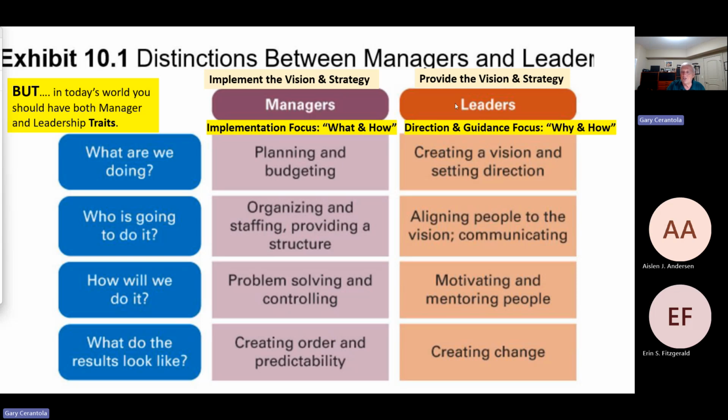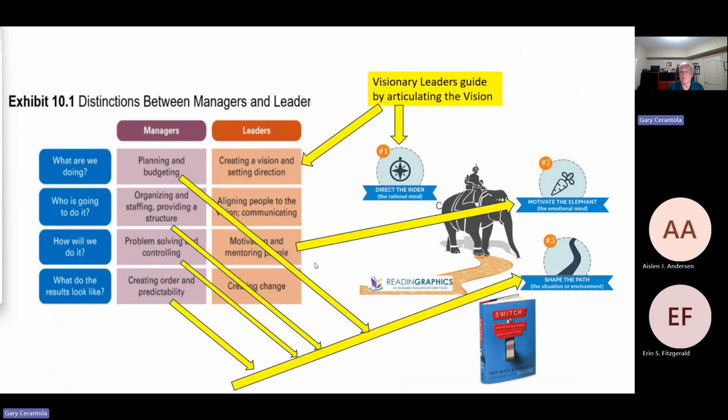So when you're looking at managers and leaders, the managers are really focusing on the what and how. The leaders are really focusing on the direction and the guidance, the why and the how. And here's how it comes together. So what are you doing? On the manager side, planning and budgeting, you're really getting down to the nuts and bolts. From a leader, you're creating the vision and setting the direction. But guess what? If the manager doesn't understand the overall corporate vision, how could that manager really do the right kind of planning and budgeting, right? So that's why it's so important to really bring it together on that piece.